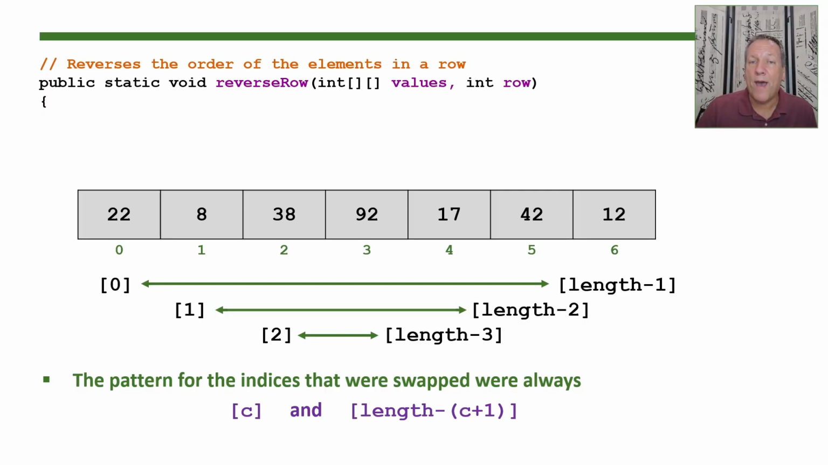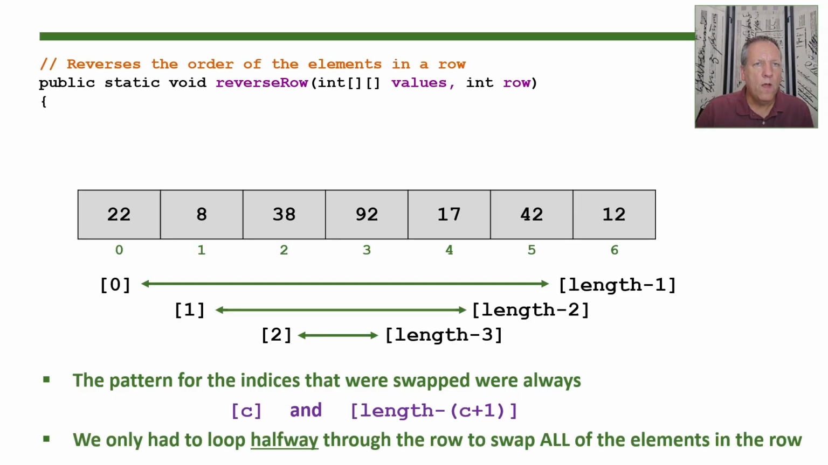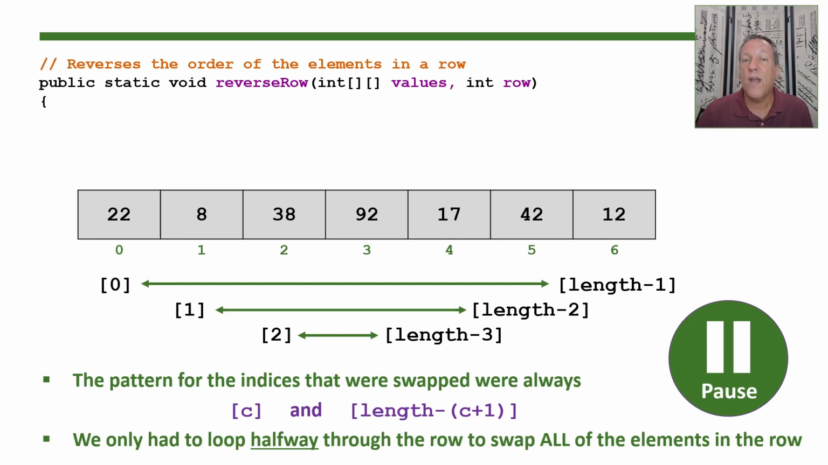So we can use that pattern to swap pairs of elements as we traverse through the row. Also, notice that we only had to loop halfway through the row to swap all of our elements. We swap each element in the first half with a corresponding value in the second half. This means that our iteration will only need to go to the length of the row divided by 2. All right, pause here if you want to have a go at our last algorithm. All right, ready to look at the code?